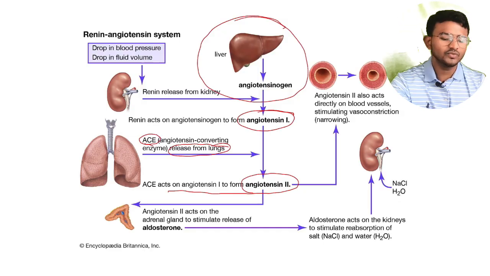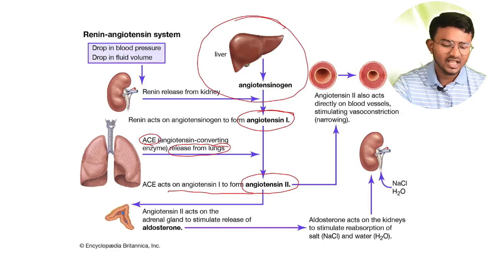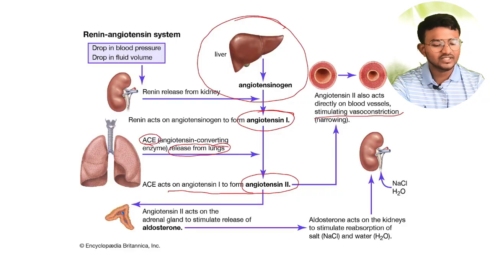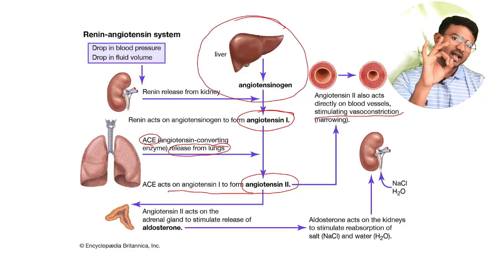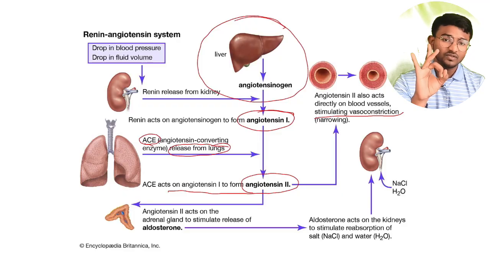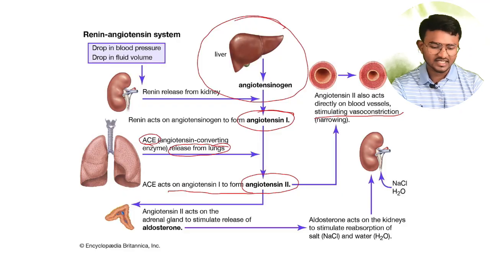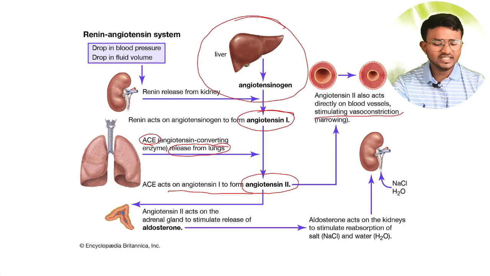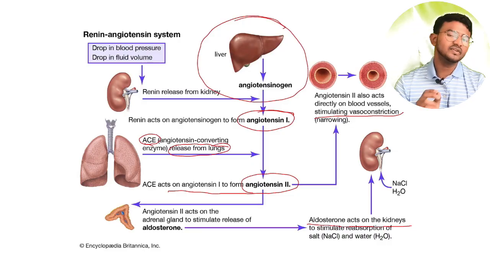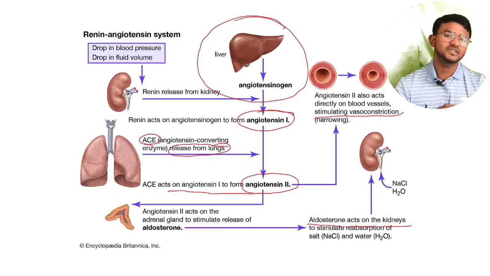Then angiotensin 2 will go to the blood vessels and act on them to stimulate vasoconstriction. So the blood vessel will become narrow. Whenever the blood vessel becomes narrow, it will cause hypertension, right? Angiotensin 2 also acts on the adrenal gland to stimulate aldosterone. Then the aldosterone acts on the kidneys and stimulates reabsorption of salt and water, so the hypertension will increase.